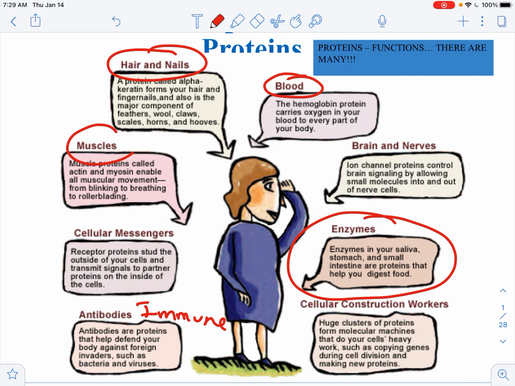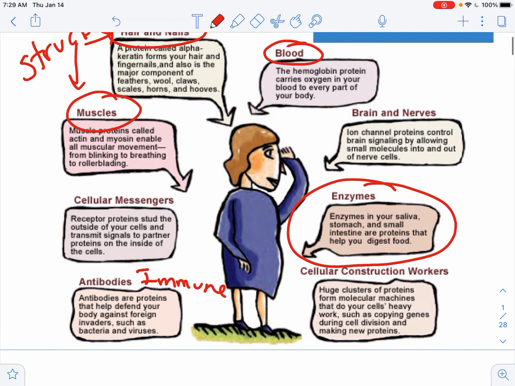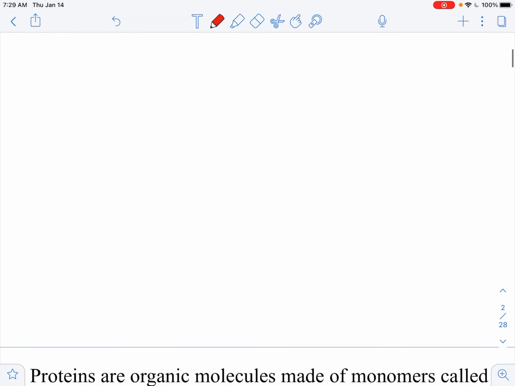Structural parts like muscle, hair, and nails are all made of proteins. So their job is to be structural, to build your body. There's tons that we'll eventually talk through. Today we're going to mainly talk about the structure of a protein.